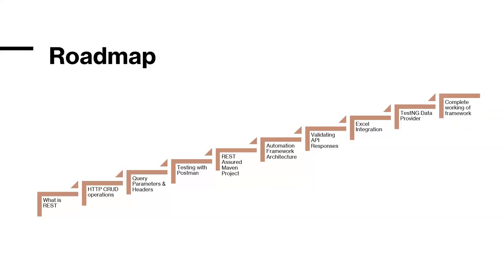And in the last stage of this roadmap, we will be understanding the complete working of the automation framework, how each and every module interacts with each other, how the test cases are getting executed, and how the report is getting generated. So all of these things will be covered in this course.